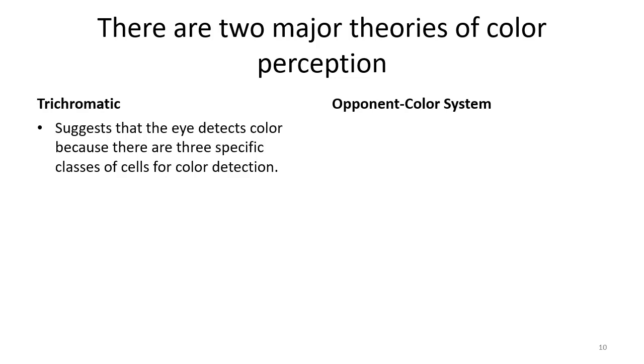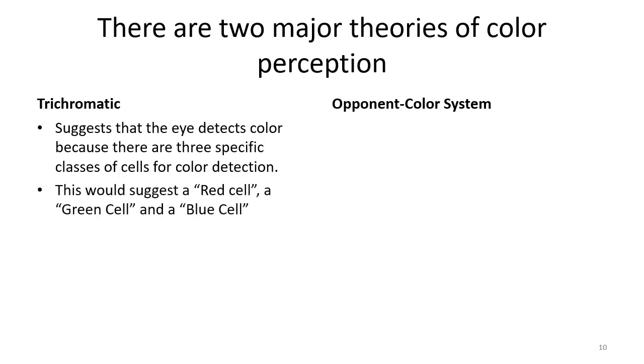This theory came about because we know that, at least at the level of the retina, there are three different kinds of cells. We have cells that can detect cones, specifically, that can detect red, green, and blue. And this would mean that all the way through the visual system, we would have a red, green, and a blue cell, for example.